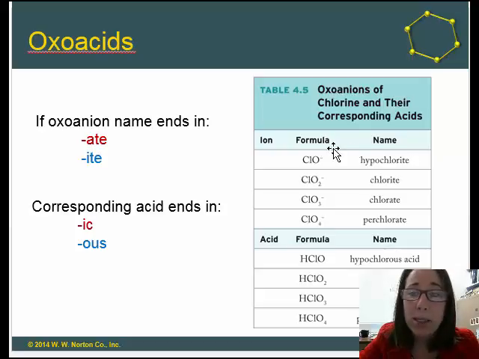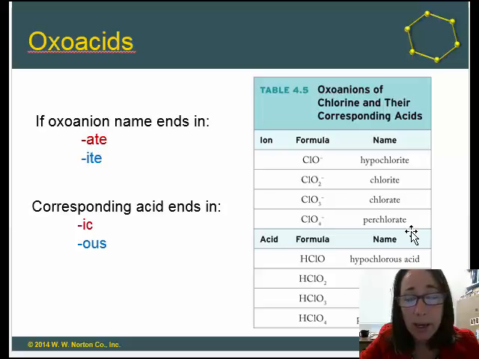So let's look at hypochlorite, ClO-. The corresponding acid will be HClO, and its name will be hypochlorous acid. We must include the word acid, and we see that the suffix has changed from ite to us. The next ion, chlorite, corresponds to chlorous acid, HClO2. And ClO3-, chlorate, its corresponding acid is HClO3, chloric acid. Since the suffix was ate, the suffix of the acid is ic.